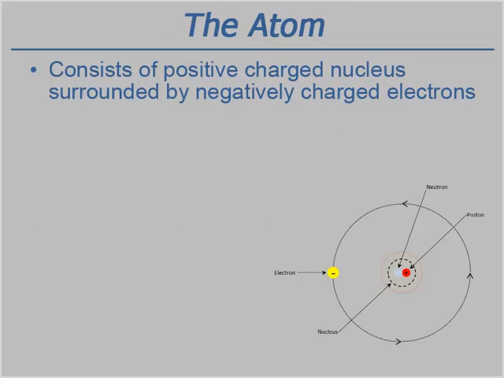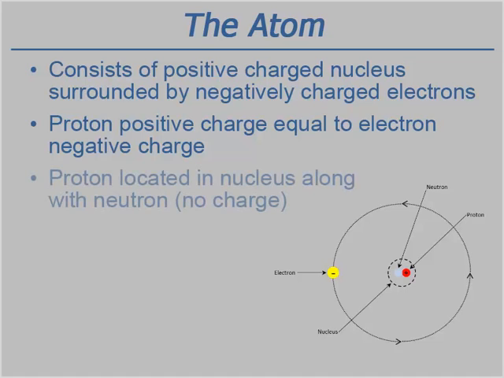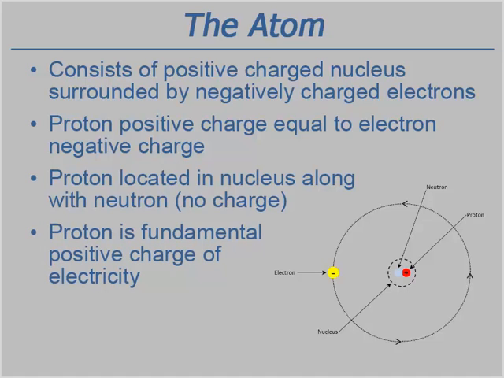An atom consists of a positively charged nucleus surrounded by negatively charged electrons, as shown on this slide. The proton carries a positive charge equal in magnitude to the electron charge. It is located in the nucleus, along with the neutron, which has no charge. The proton is the fundamental positive charge of electricity.